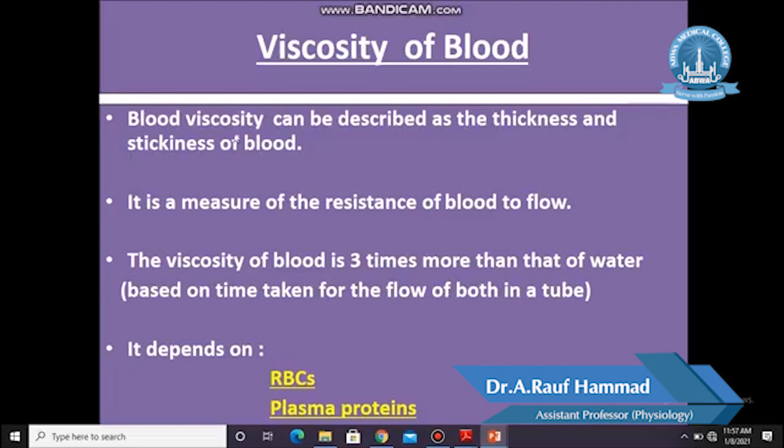Viscosity of blood. Blood viscosity is described as the thickness and stickiness of blood, and it is a measure of the resistance of blood to flow. ये कैसे measure की जाती है? Viscosity of blood is 3 times more than that of water, based on time taken for the flow of both in a tube. अगर एक ट्यूब में ब्लड और दूसरी ट्यूब में पानी डाला जाए और उनको एक एंगल से गिराया जाए तो पानी को बहने में जो टाइम लगेगा उससे 3 गुना टाइम ब्लड को बहने में लगेगा.